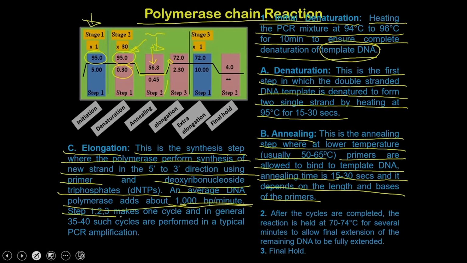So, steps 1, 2 and 3 will make one cycle. This stage 2 means steps 1, 2 and 3 constitute the first cycle, and you can ask the machine to continue this cycle for another 30 rounds, and that is how it is going to make a lot of amplification.